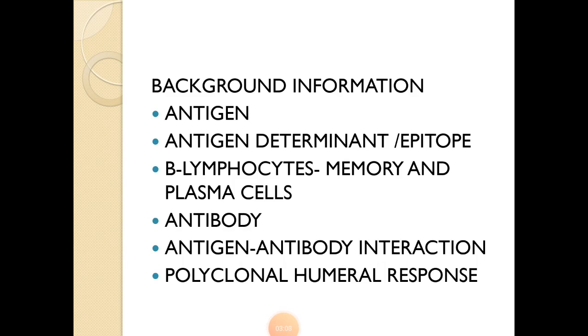Then, polyclonal humoral response. When an antigen enters our body, each antigen will have so many antigen determinants or epitopes, and that many number of plasma cells are triggered to produce that many number of antibodies. Thus, we will have in our body a polyclonal humoral response.